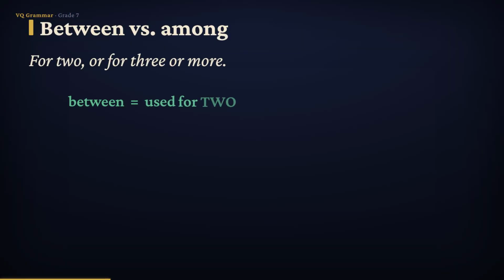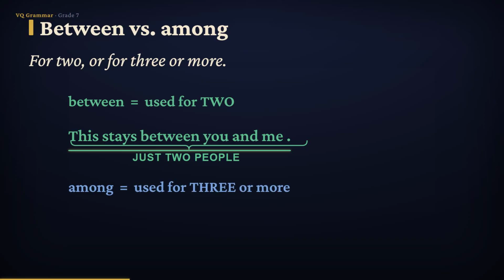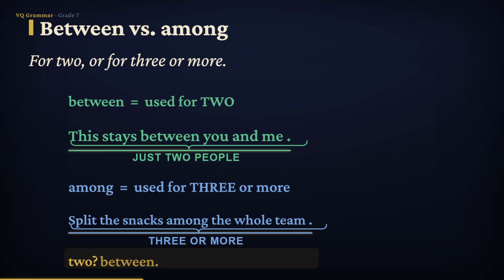Next up, between and among. And the deciding factor is simply how many. Use between when you're talking about two. For example, this stays between you and me. That's just 2 people, you and me. Use among when there are 3 or more. For example, split the snacks among the whole team. A team is 3 or more people, a whole group. So ask yourself the count. If it's 2, use between. If it's 3 or more, use among.